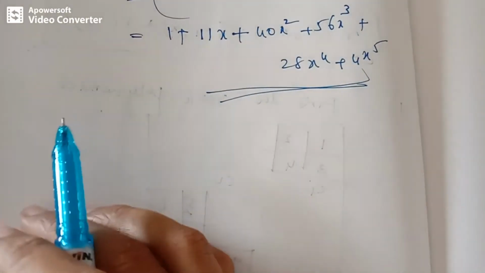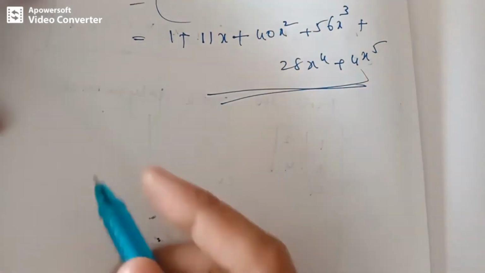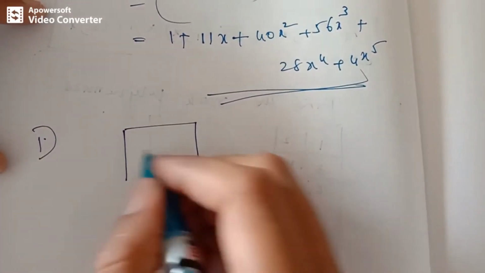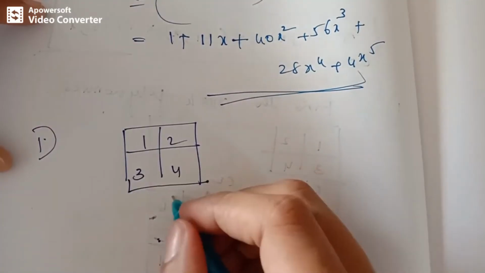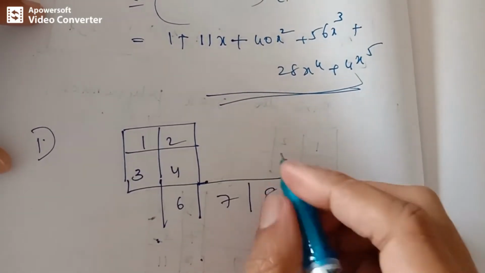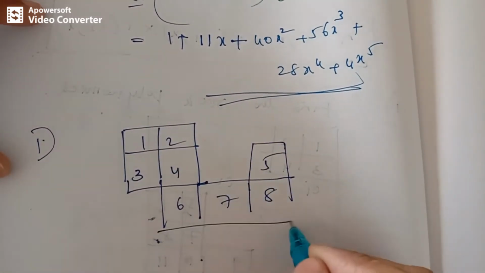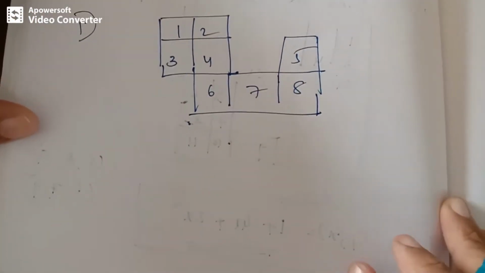The question is to find the Rook polynomial. Find the Rook's polynomial for the board. The board is given as 1, 2, 3, 4, 6, 7, 8 and 5. So this is the board, the chessboard. We need to find the Rook's polynomial.